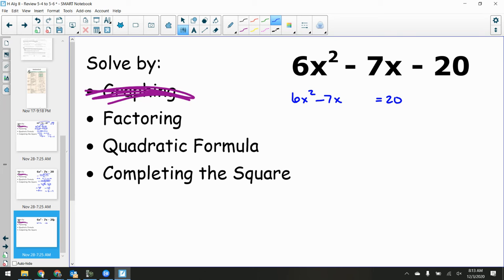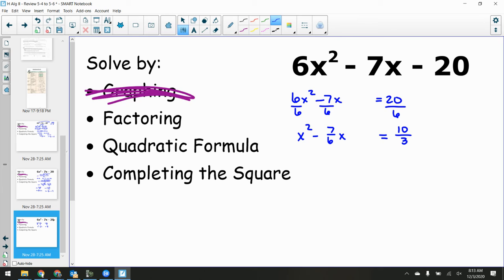And now, what do I have to divide through by? 6. Eek. No, thank you. Yikes. Okay, I've got to complete this. I'm not going to like it, but I'll do it. So I've got x squared minus 7/6 x is equal to 20/6. I'm going to reduce that down. Let's make that 10 thirds.